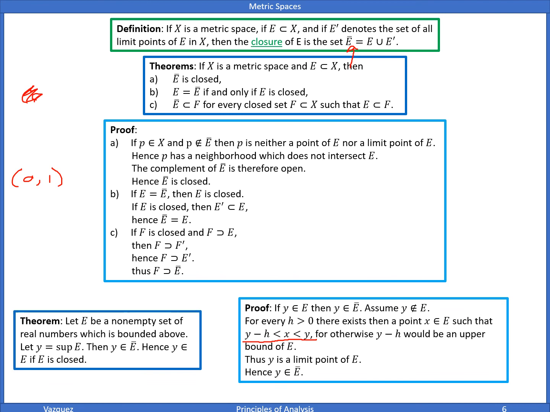So what does that tell us? That y is in E if E is closed, or that this theorem holds if y is the supremum of E, and y is in the closure, then y is in E if E is closed. And that should conclude our section for metric spaces.